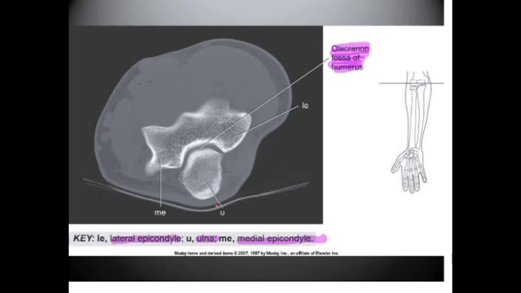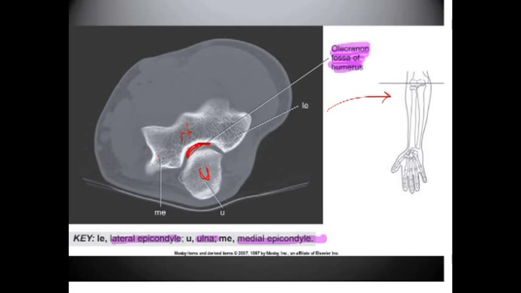So here we see an elbow in terms of CT. As you can see, this is performed with the arm fully straightened, or as much as the patient will allow. We see the humerus here, and this is the ulna. We have the olecranon fossa of the humerus, which is where the olecranon process actually goes into.